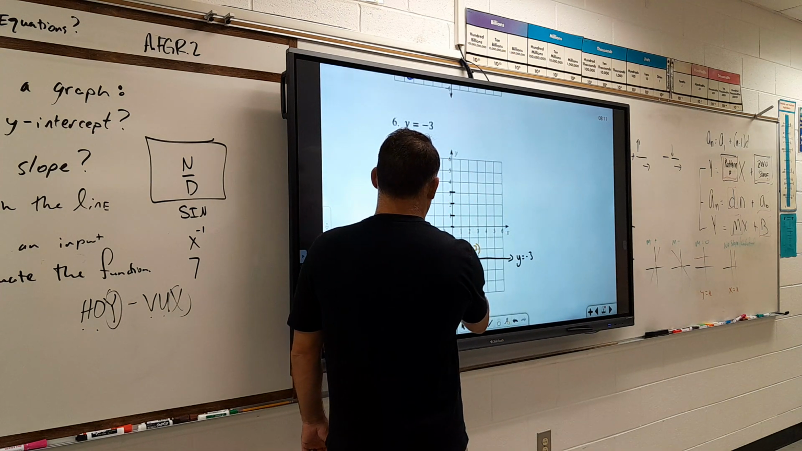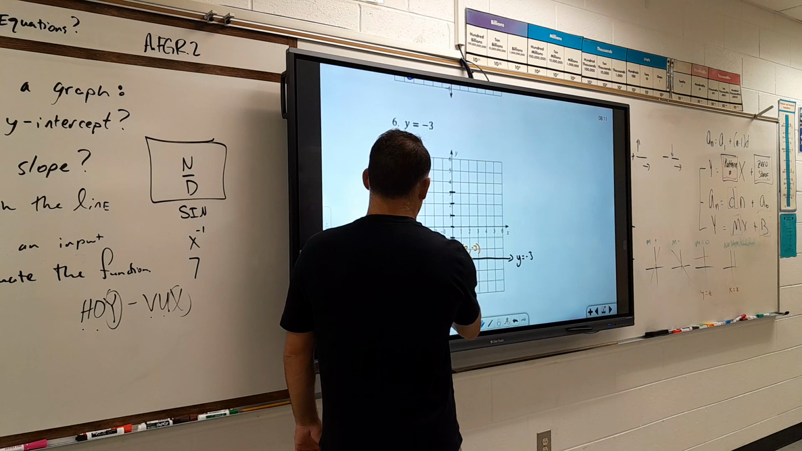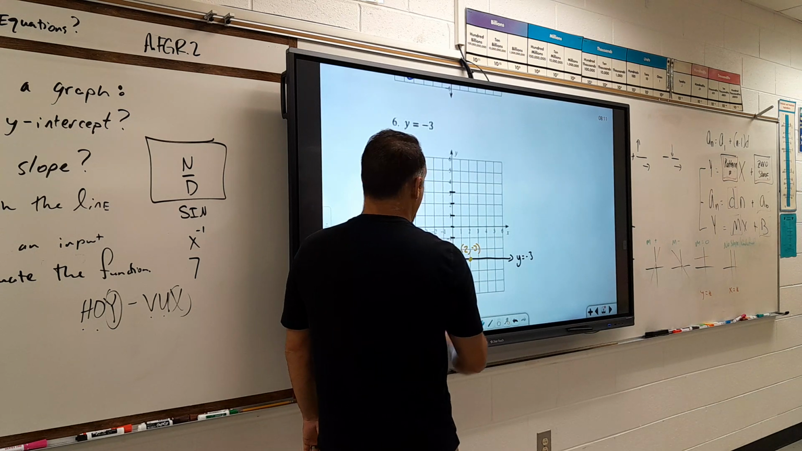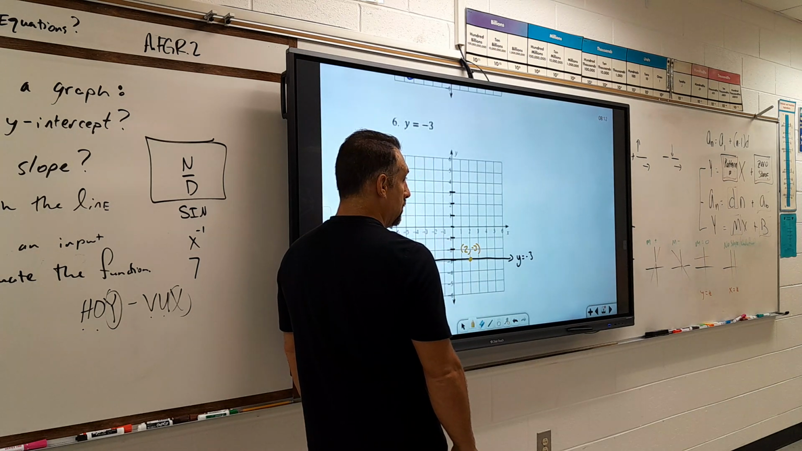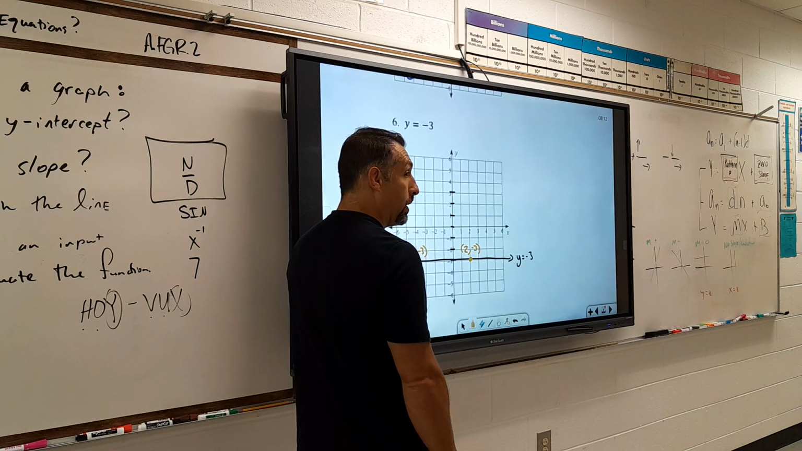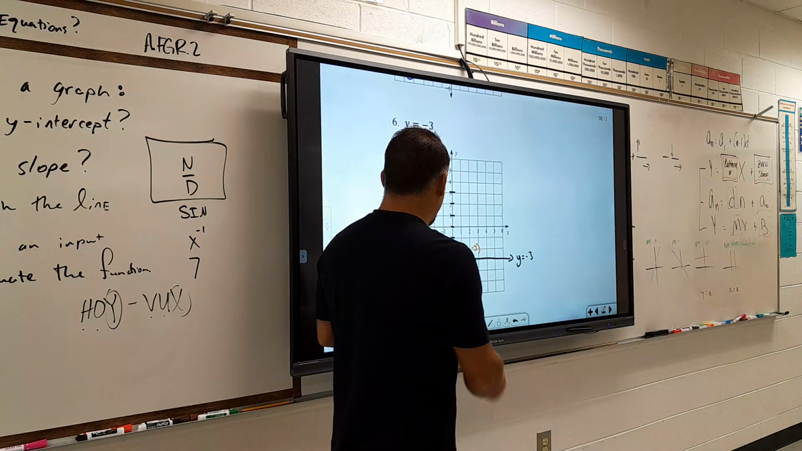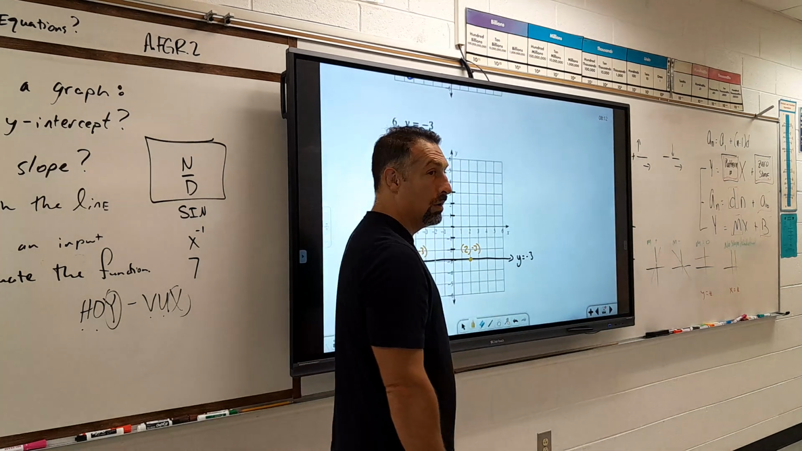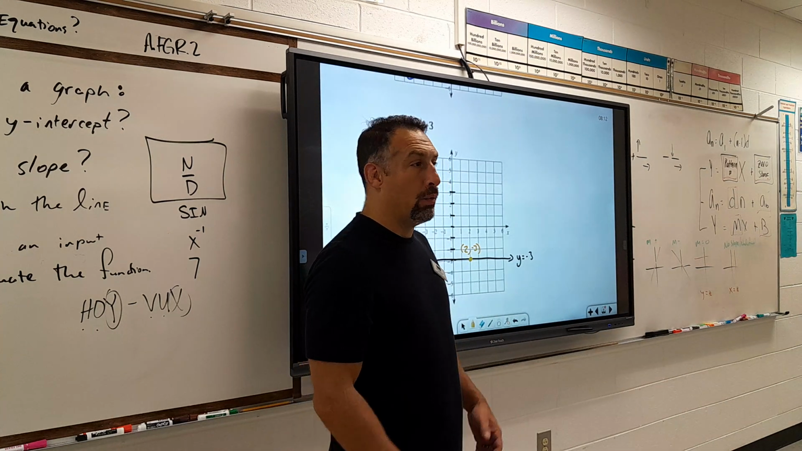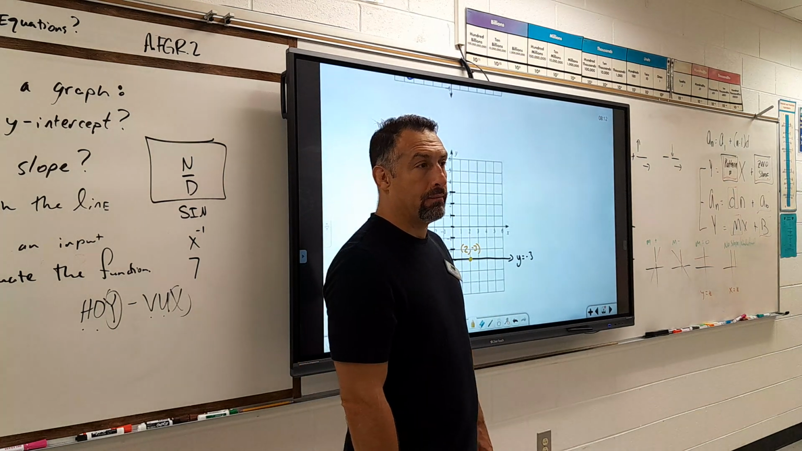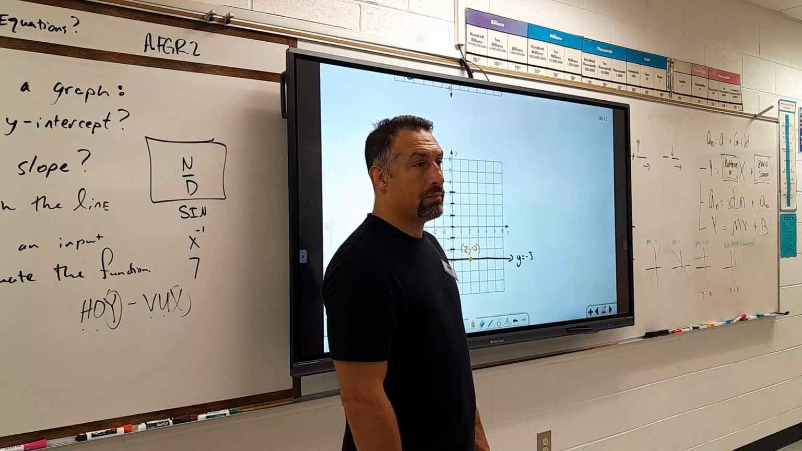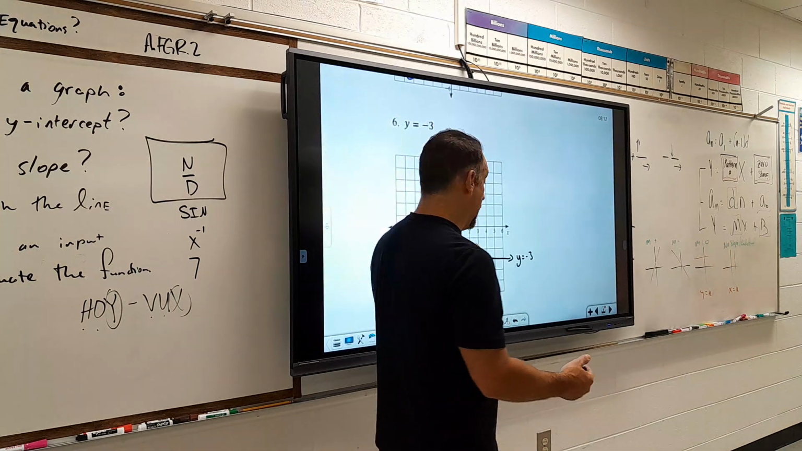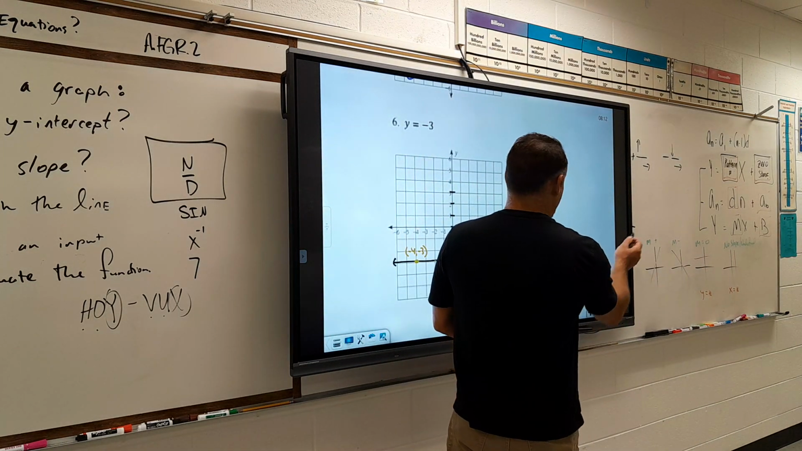What are the points that make this one? -4. What do they have in common? -3. Guys, every single dot I can put on here would have a y value of what? -3. That's why it's the line of the y's equaling -3, if that helps, thinking of it that way. You may just need to memorize.